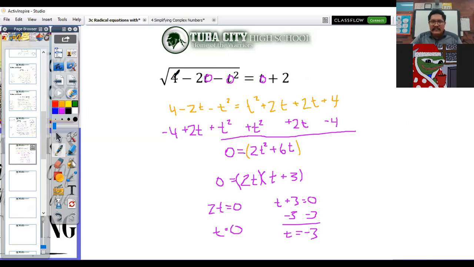So let's go ahead and look at this one. 4 minus 2 times 0, which 2 times 0 is 0. So 4 minus 0 minus 0. So 4 minus 0 minus 0 is still going to be root 4. So I took care of all this here, equals 0 plus 2. So I'm trying the first one, I'm trying 0 out. So is the square root of 4 2? Yeah, that works out. That is a solution. The square root of 4 is definitely 2.